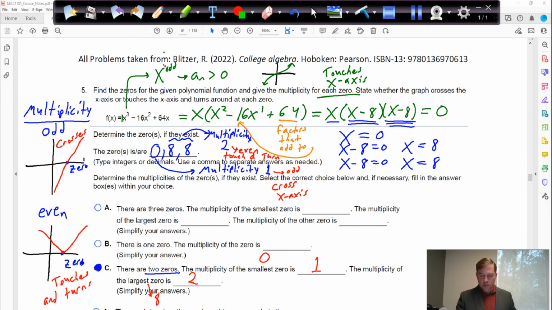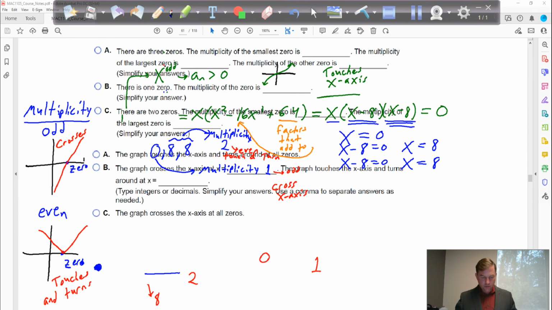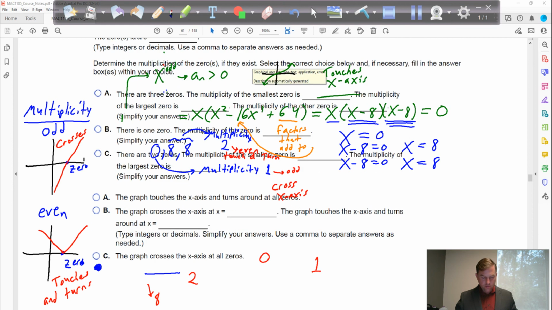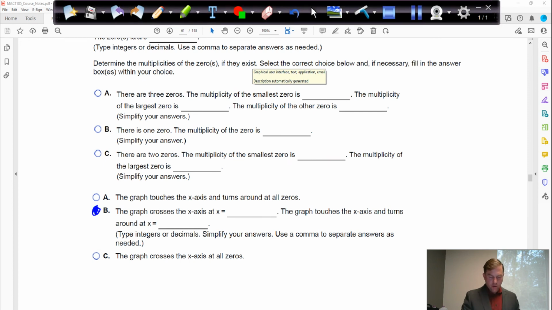Okay, let's see how that looks in the actual homework down here. We get a new blank here, and we're going to say the graph crosses the x-axis. So the answer is going to be B, because we have something going on for both. It crosses when x is 0, and the graph touches the x-axis and turns around at x equal to 8.